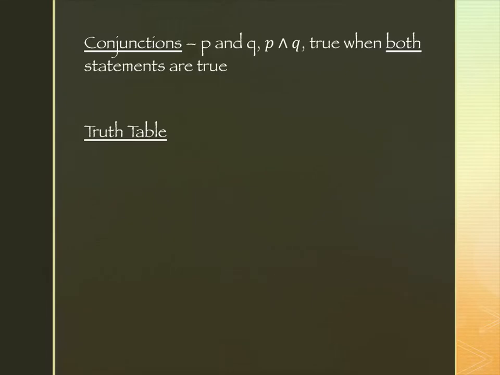So to start with, conjunctions. We talked about this one last time. Conjunctions are and statements. And they are written with an upside down V between them. And statements are true when both statements are true.